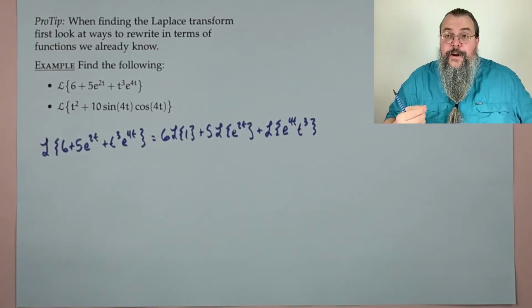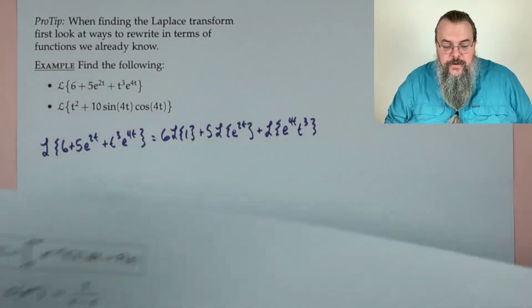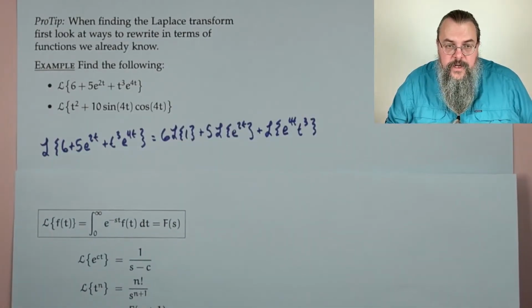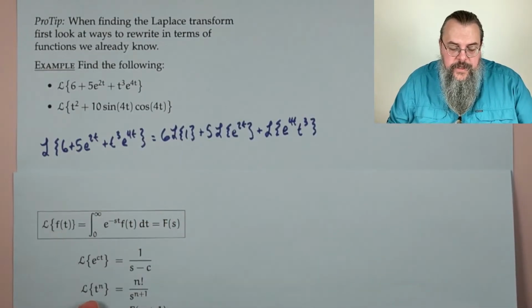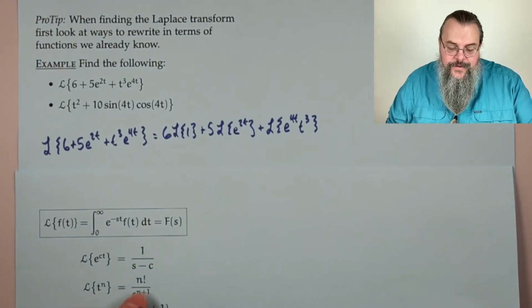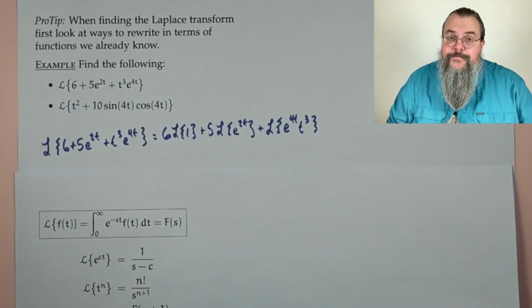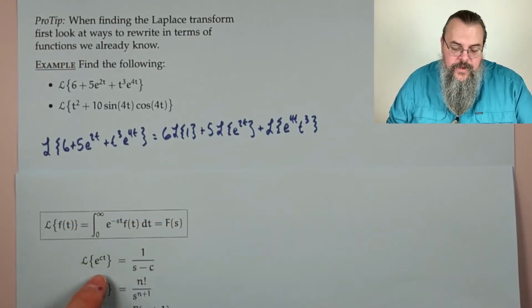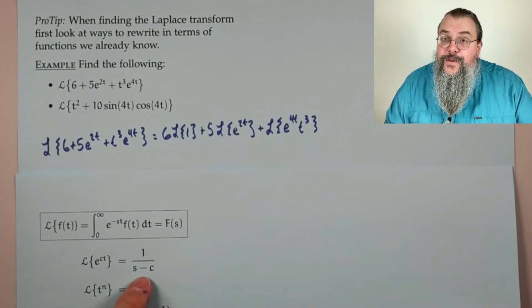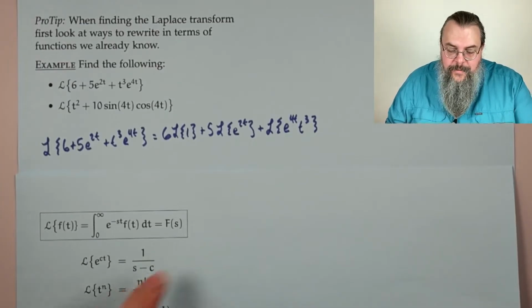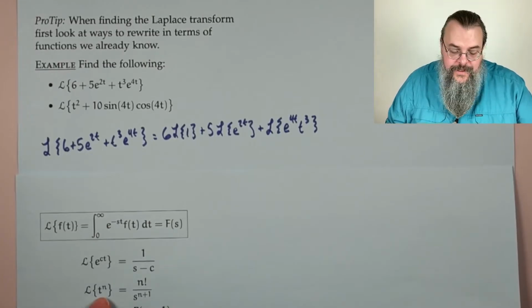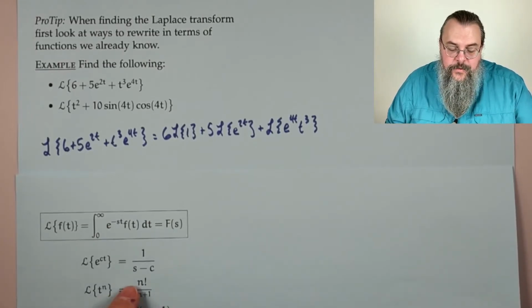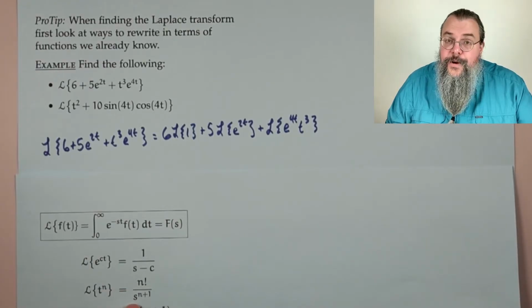Let's use our linearity. And we start thinking, okay, do we have rules? Well, 1, yeah, we can think of that as t to the 0, which is 1 over s. All right, that's great. e to the 2t, no problem. 1 over s minus 2. Cool. How about this? e to the 4t t cubed. Well, the t cubed we can handle. t cubed would be what? 3 factorial, which is 6, over s to the 4.